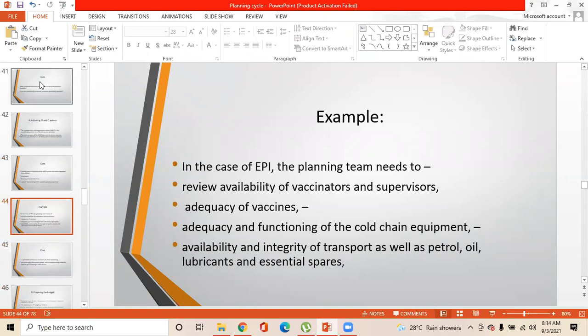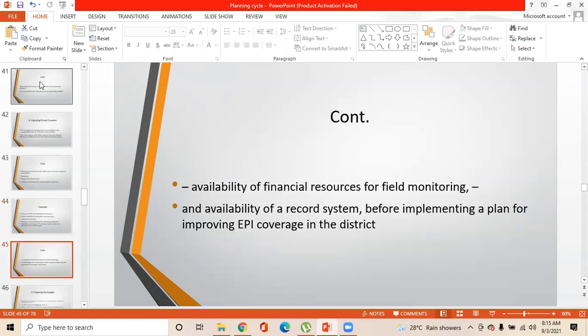For example, in the case of EPI, the planning team needs to review availability of vaccinators and supervisors, adequacy of vaccines, adequacy and functioning of the cold chain equipment, availability and integrity of the transport, as well as petrol, oil, lubricants, and essential spares. Availability of financial resources for field monitoring, and availability of a record system before implementing a plan for improving EPI coverage in the district.